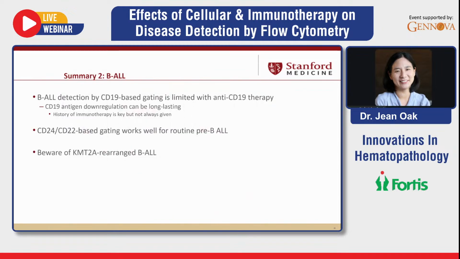So to summarize BALL findings, again, you can't really rely on CD19-based gating very well anymore. I didn't go over this, but CD19 antigen downregulation in both BALL and lymphomas is long lasting. For patients who lost it and had follow-up specimens, we haven't seen them recover 19 expression. It would be nice if they were able to give you the history of immunotherapy, but especially in a reference laboratory, that may or may not happen. So it's safer to always include a non-19 based gating. 24, 22 based gating usually works pretty well, but for things like KMT2A, BCR, or even BCR-ABL, it may not work as reliably.